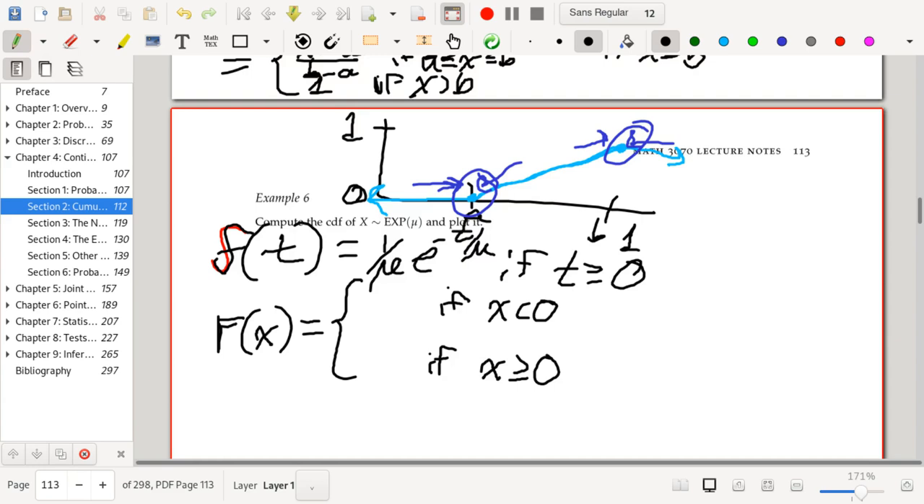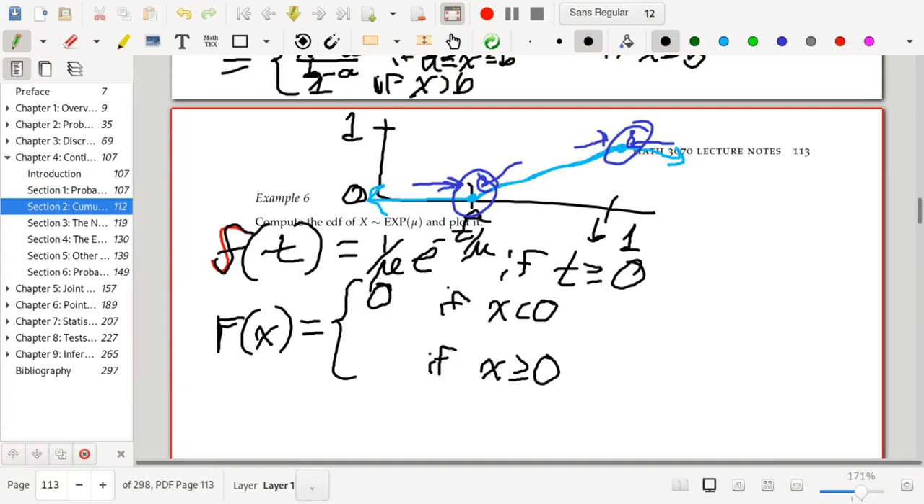So if x is less than zero, then we're asking for the probability that this random variable is less than some number that's less than zero. But since this random variable is positive almost surely, the probability that this happens is zero. So that means that the CDF will be zero on this region.